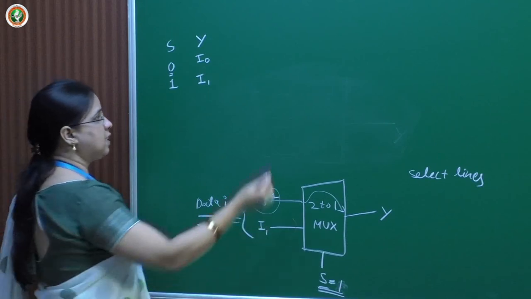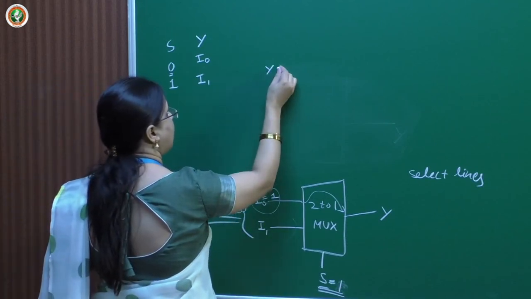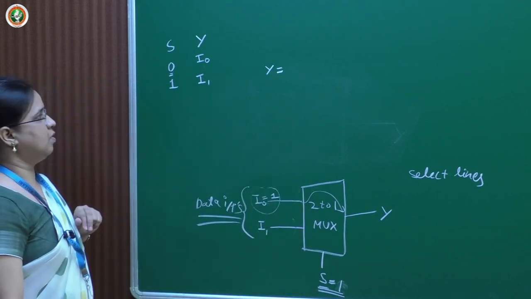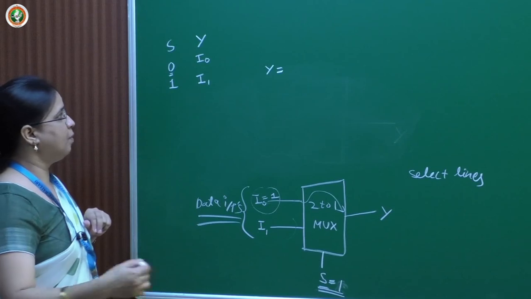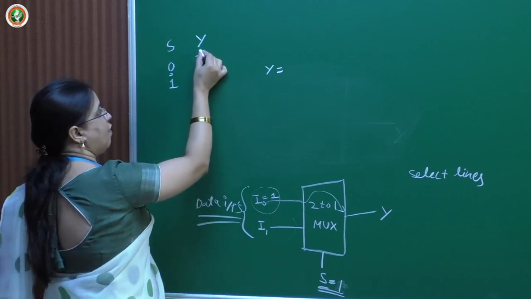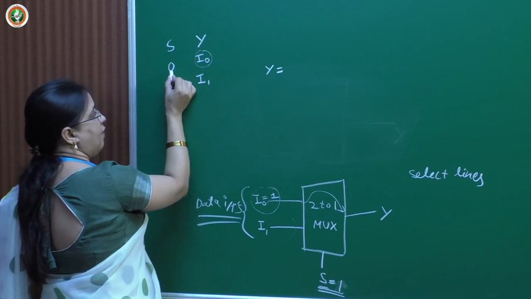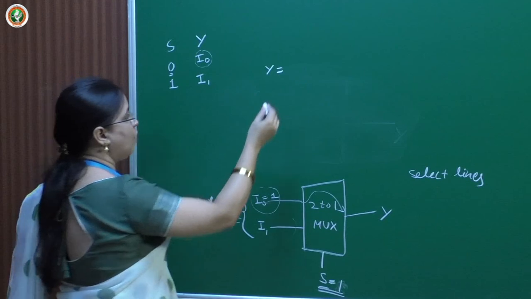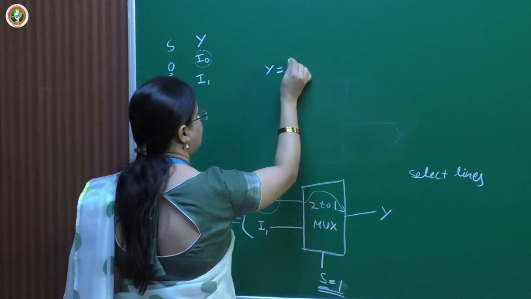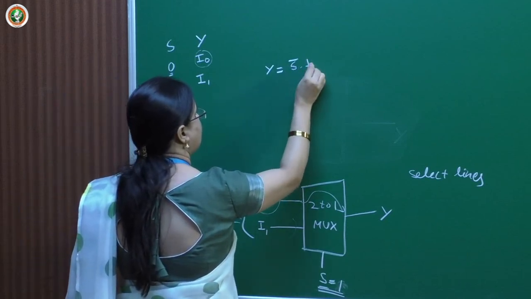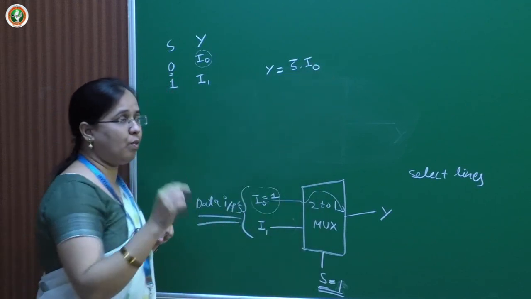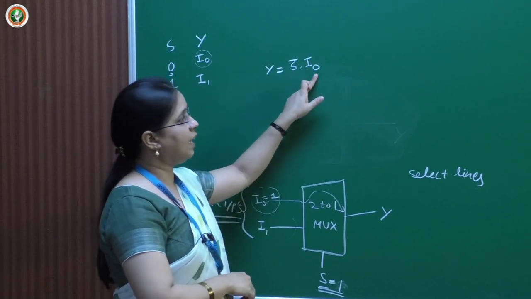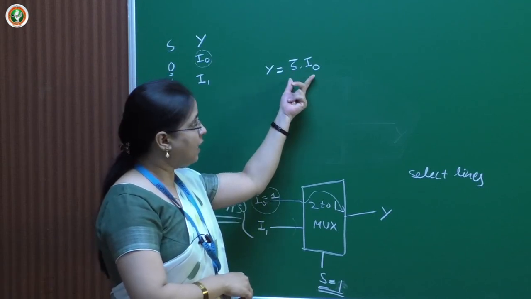Okay. So once this is done, I want to write the Boolean equation for this particular multiplexer. How am I going to write it? When I naught is selected, when S is 0, how can I represent this 0 value in complemented form? So I will write S dash, then I naught. Okay, so what does it mean? If S value is 0, what is selected? I naught.